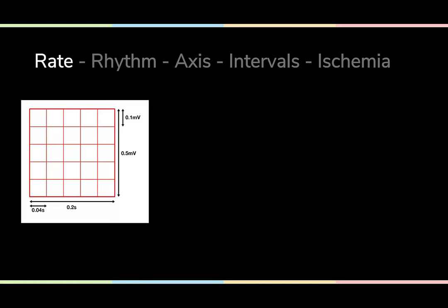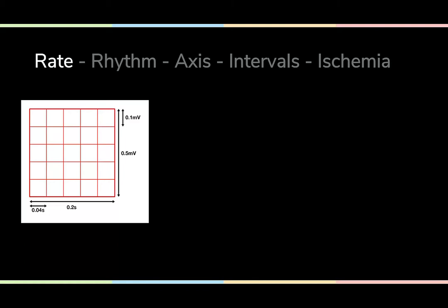Okay, so if you had a QRS complex every large box, that means you have 300 beats per minute. So here's what you can do. You can count the number of large boxes between QRS complexes, divide 300 by that number, and you'll get the rate every time. So that's one way you can do it.